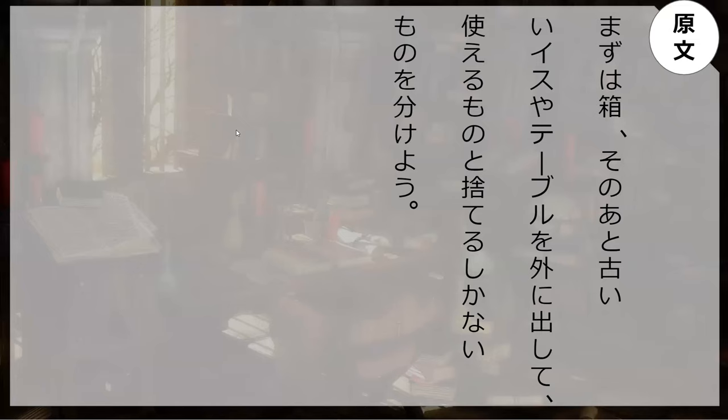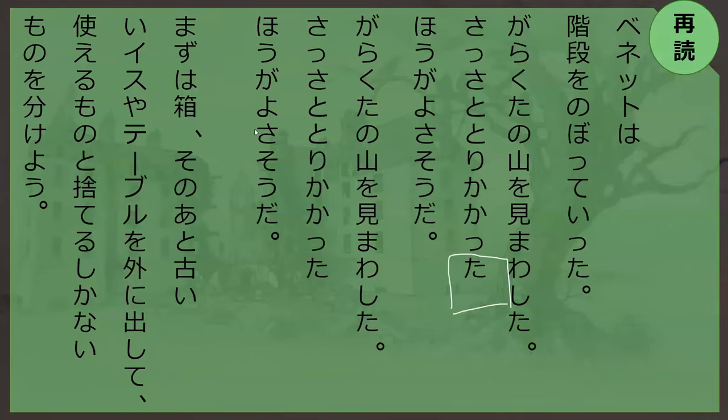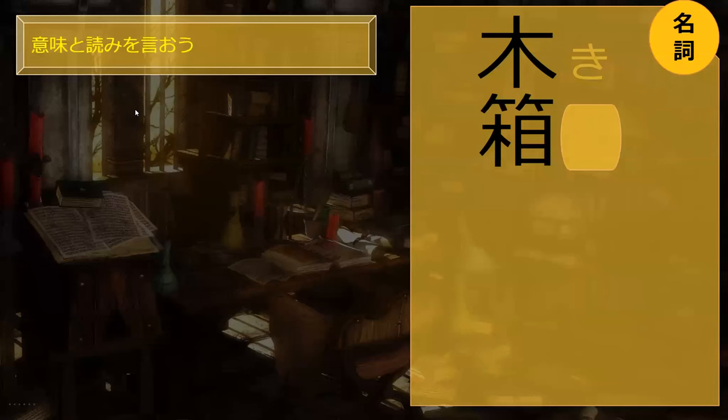Suteru shikanai. The thing that can't be used. Yep, that has to be thrown away. The thing that has to be thrown away. There's nothing to be done except throwing that thing away. Nothing except to throw away. Any idea how to read this word?